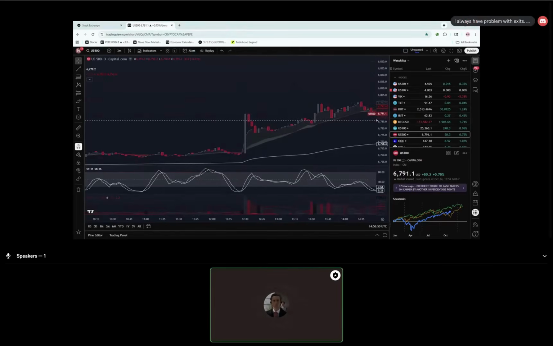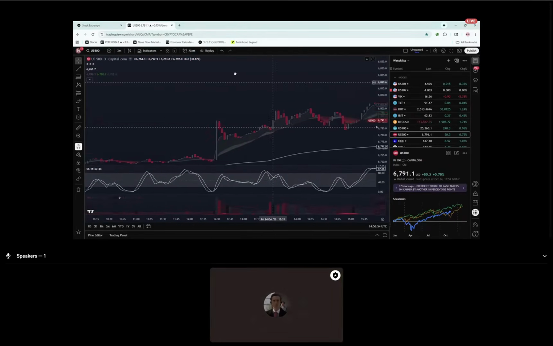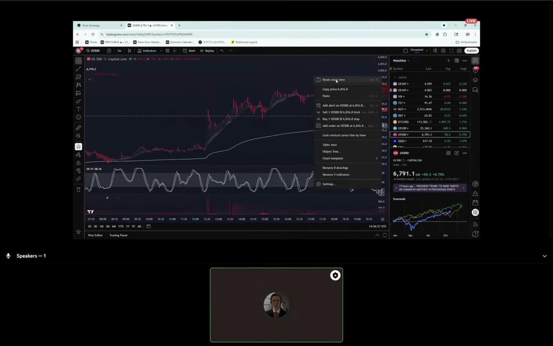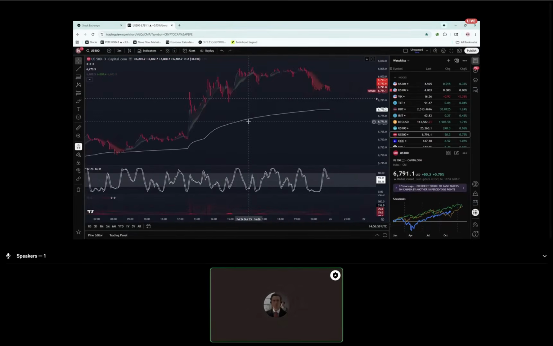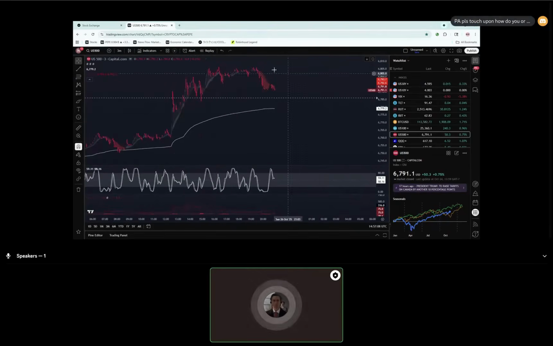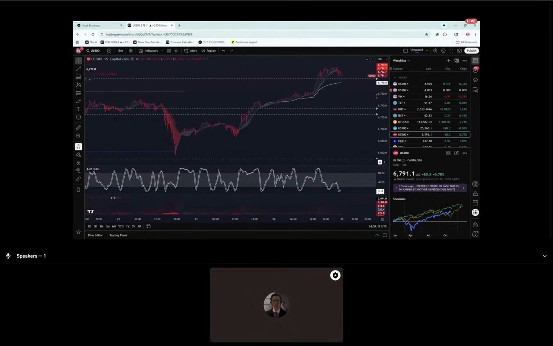Okay, how to decide on exit? You want to use technical analysis. So that's where technical analysis comes into play. I'll give you guys some quick sauce right here: how to find quick levels of support and resistance. I use this all the time. This is literally what I use.